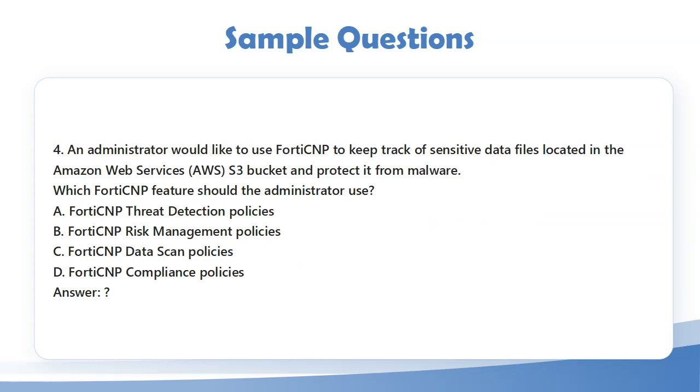4. An administrator would like to use FortiCNAP to keep track of sensitive data files located in the Amazon Web Services (AWS) S3 bucket and protect it from malware. Which FortiCNAP feature should the administrator use? A. FortiCNAP Threat Detection Policies. B. FortiCNAP Risk Management Policies. C. FortiCNAP Data Scan Policies. D. FortiCNAP Compliance Policies.